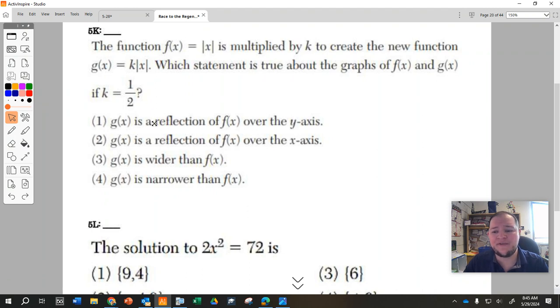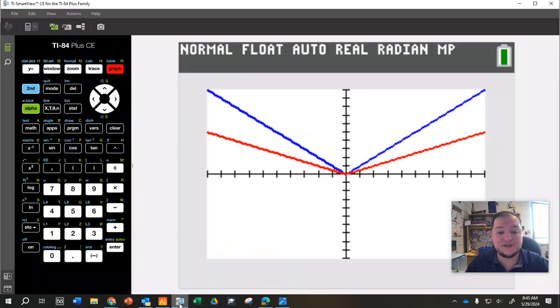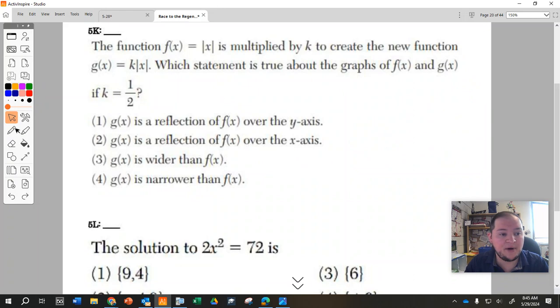G of x is a reflection. So reflections are flips, either up and down or left and right. Reflections, doors and windows, up and down, left and right. It did no reflecting at all, right? The image is still the same. It just kind of made it wider. So back on my paper, it didn't do any reflecting that way. Didn't do reflecting over the x-axis. Reflecting over the y-axis is left and right. Reflecting over the x-axis is up and down.